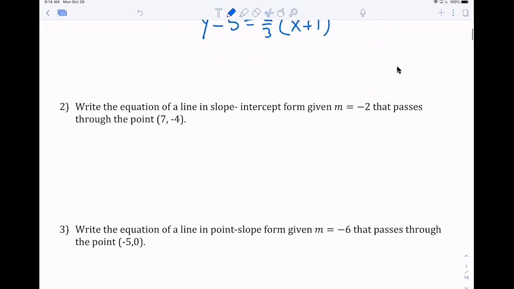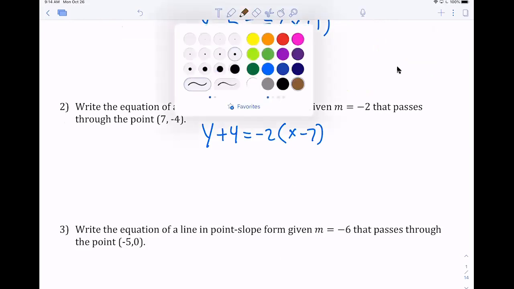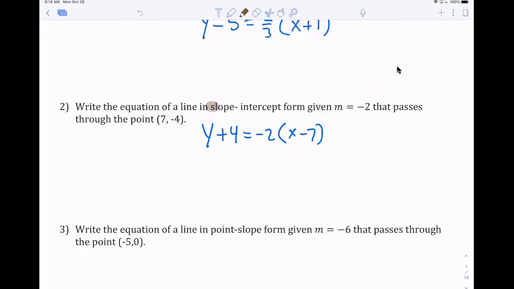Okay, number 2. It's y plus 4 equals -2 times (x minus 7). Beautiful. Now that, of course, we would say is not the final answer because we want it in what? The slope intercept form. So we have to now convert that over to slope intercept.